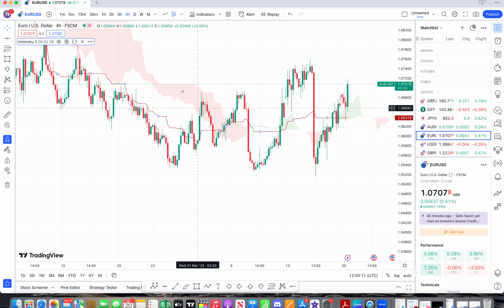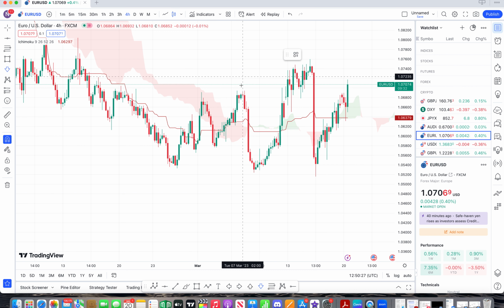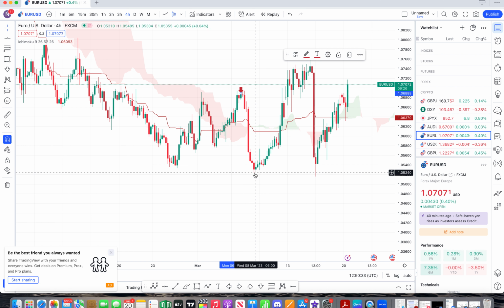Anything below the cloud is a sell. Anything above the cloud is a buy. This thing lagged behind. It went above the cloud, telling you to buy. This is terrible. So it told you to buy here. Then it told you to sell over here. It's giving you mixed signals altogether.